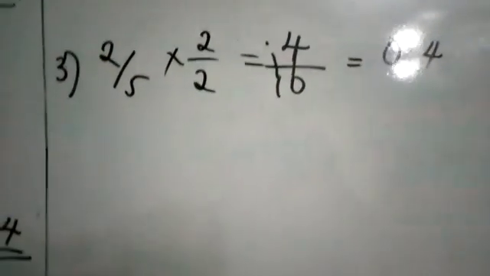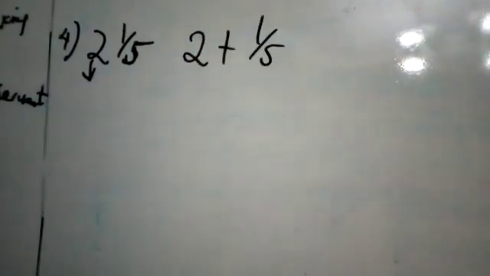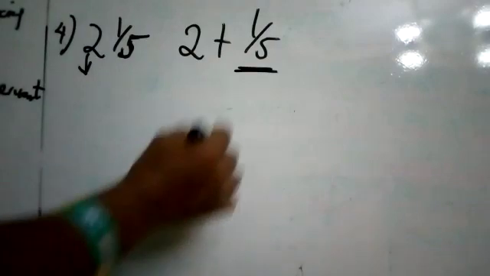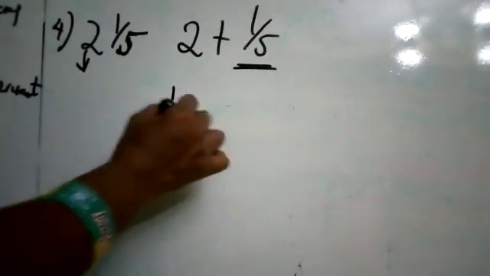Now let's consider the second example. We are using the same example in the second method. Now in this one, this is a whole number. We are not going to change it to improper fraction. This is a whole number. We leave the whole number as it is, and we're only going to consider this fraction. We'll bring out that fraction 1/5.